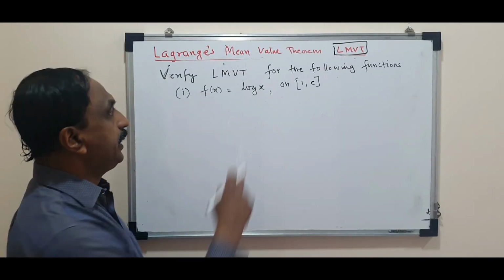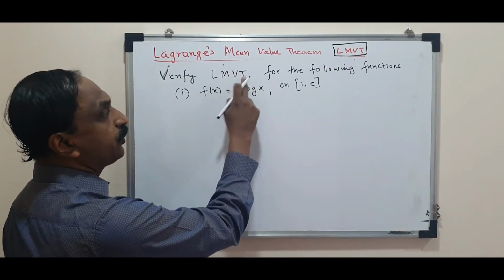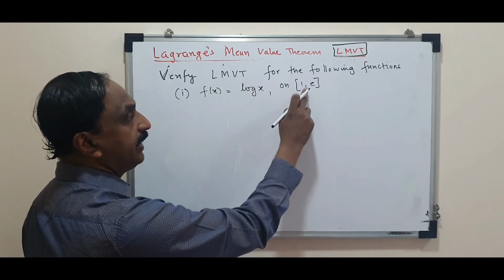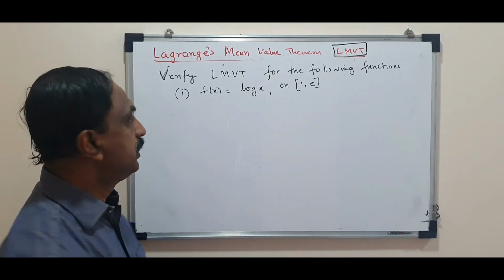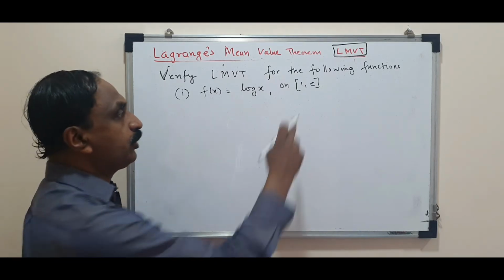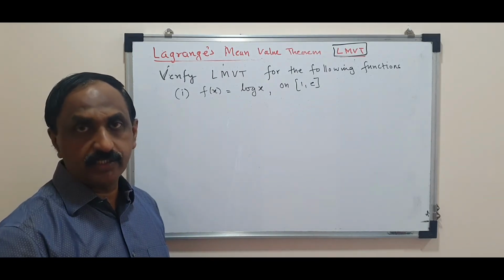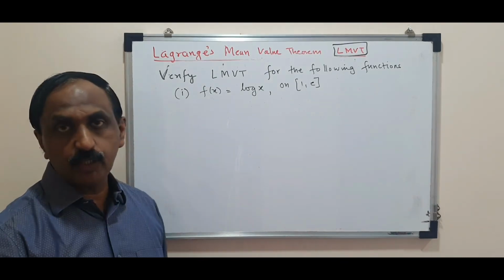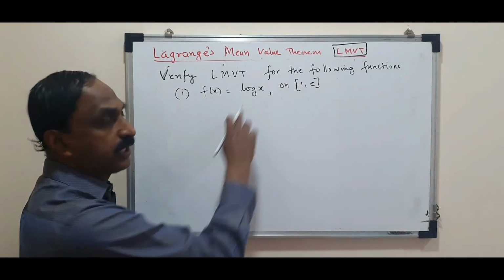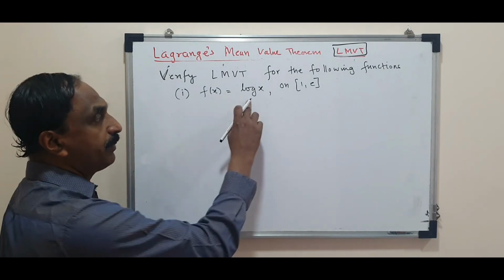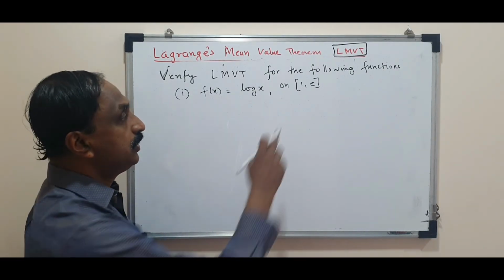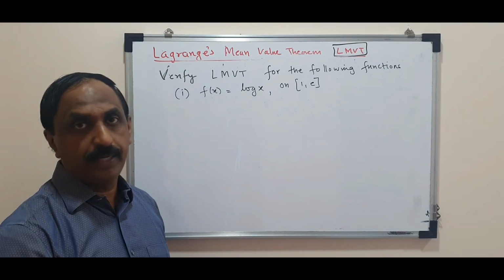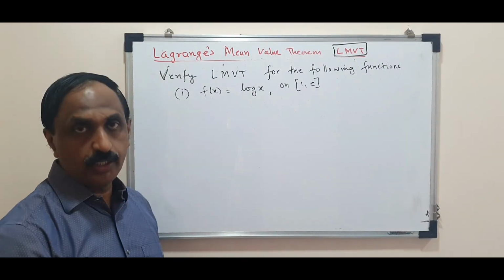We need to verify Lagrange's mean value theorem for the function log x in the interval 1 comma e. So first of all, in 1 comma e, f of x, log x, is continuous. You know the log graph, it is continuous. And the derivative of log x also exists because the derivative of log x is 1 by x. 1 by x does not exist when x is 0. But you can see in the interval 1 comma e, 1 by x exists, so it is differentiable.